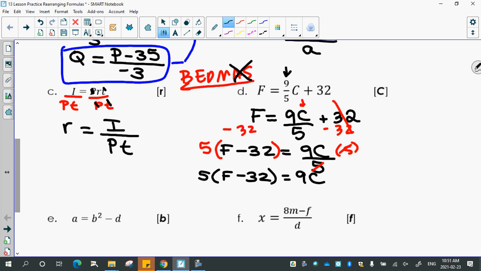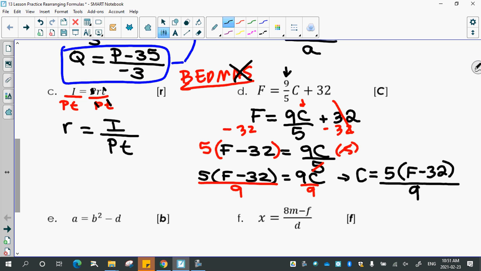So my last step would be to divide both sides by 9. Perfect. So my formula is going to be C equals 5 bracket F minus 32 all over 9. C equals 5 bracket F minus 32 all over 9. So I've changed it from F being the subject to C being the subject.